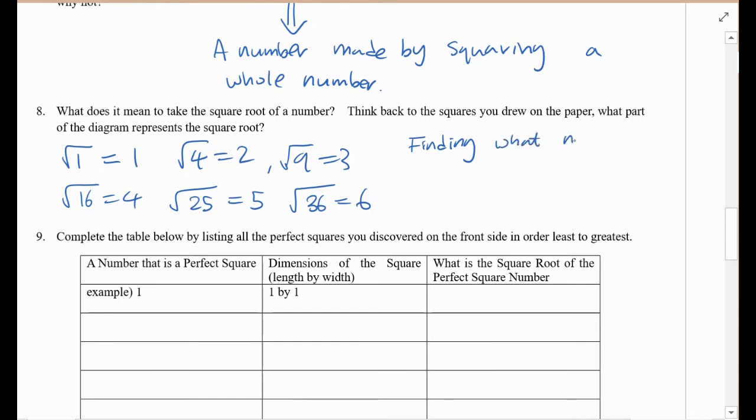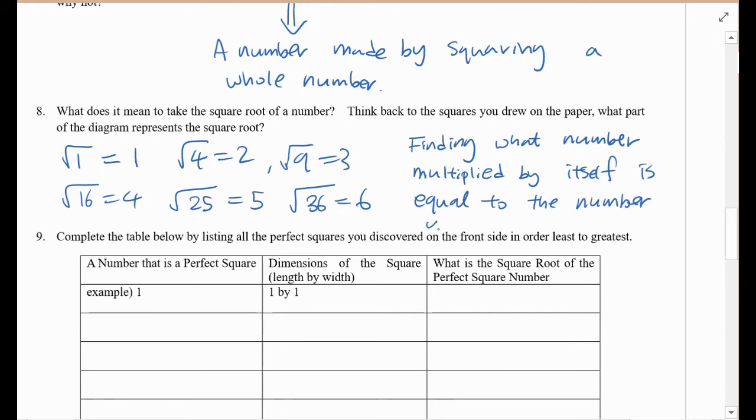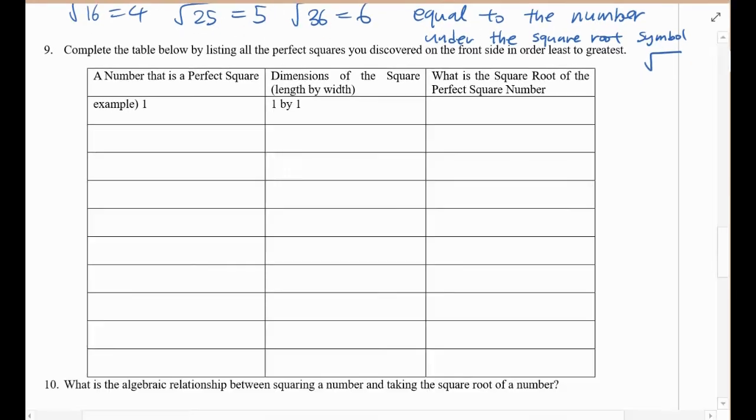Okay? So taking a square root is basically finding what number multiplied by itself is equal to the number under the square root symbol. So this is the square root symbol, okay? All right, let's move on.